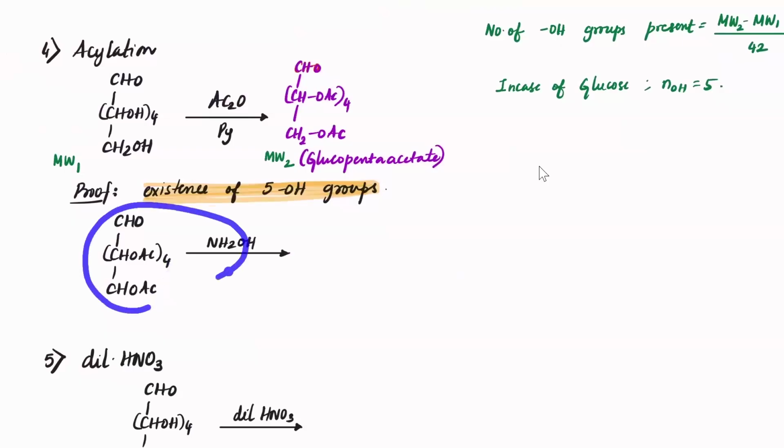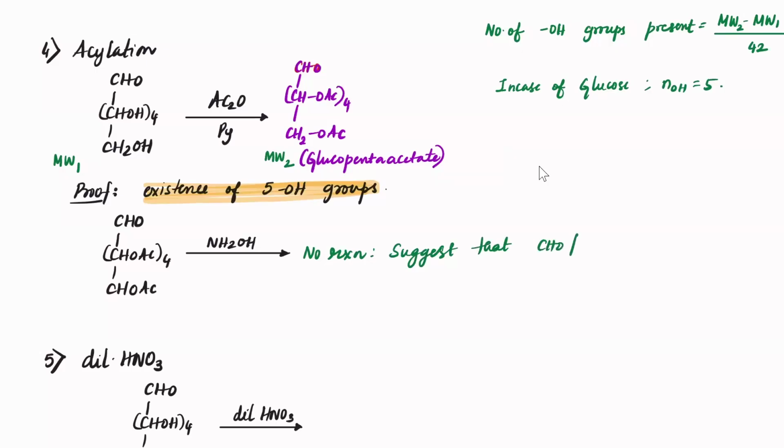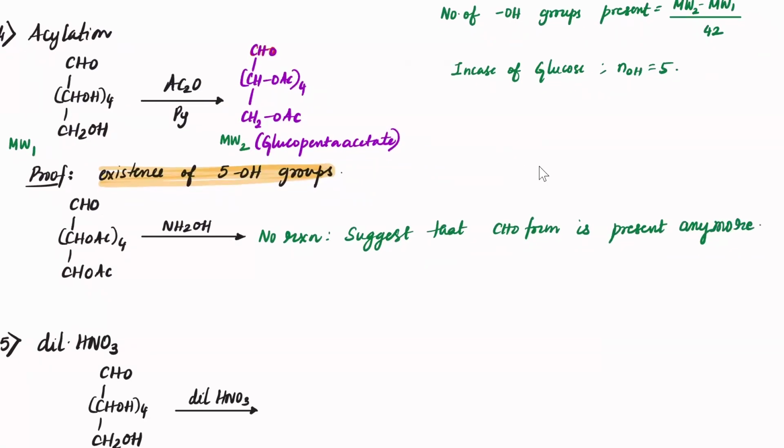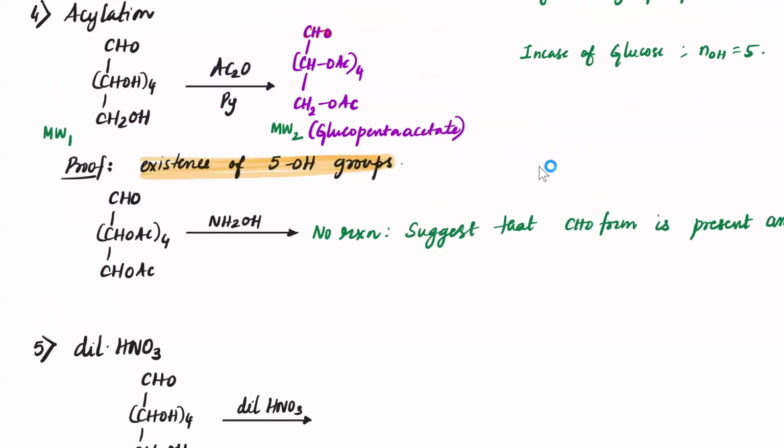And the second important thing is that once you have a penta-acetate form, and now you try to react with NH2OH, it becomes very difficult to react. So this one will not give any reaction. No reaction. This suggests that the CHO form is not present anymore. Now, why is that not present? We will go ahead and learn it, but this is the idea that you will get. So first you get that there are 5 OH groups by making the acetate. And then when you react with NH2OH, which is also suggesting there is something happening to this aldehyde, because now it is not giving any color formation.